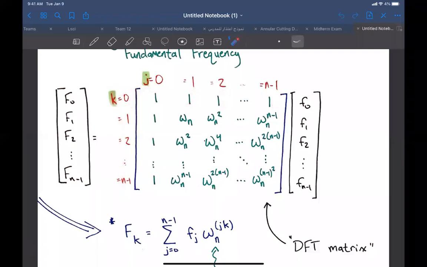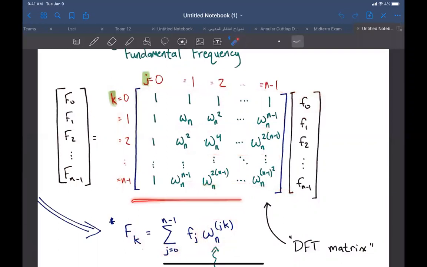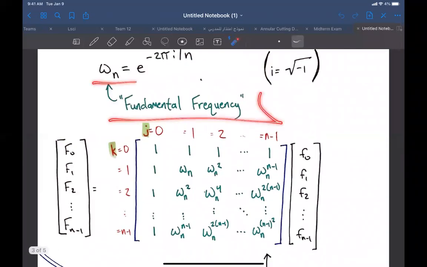So what are we multiplying f0 by? What is this, for any given value of j or k? So if j is there, k is here. For any value of j and k, what is this? So we determined that matrix here. And we called this matrix, again, the DFT matrix. Omega n, by the way, was called the fundamental frequency.